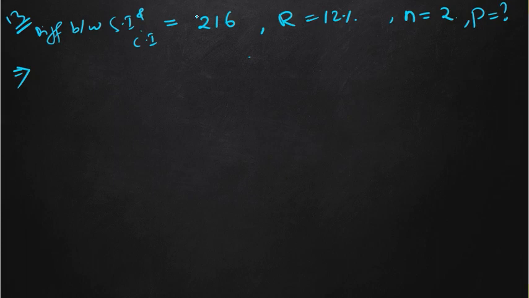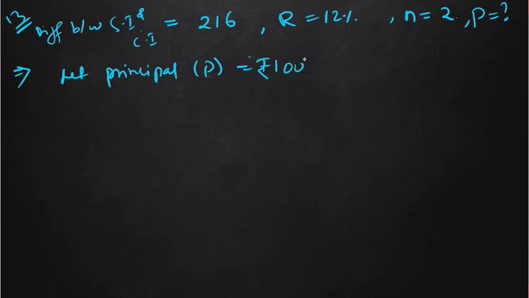Okay, rate percent is this, and period n is 2 years. So we need to calculate the principal. For any question where you have to find the principal, you can apply this method. So we will consider the principal P equals rupees 100. Let us take it as 100, it will be easier for our calculation.